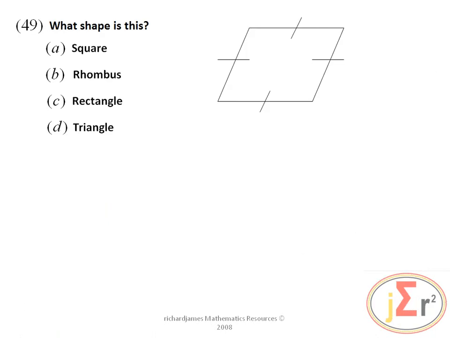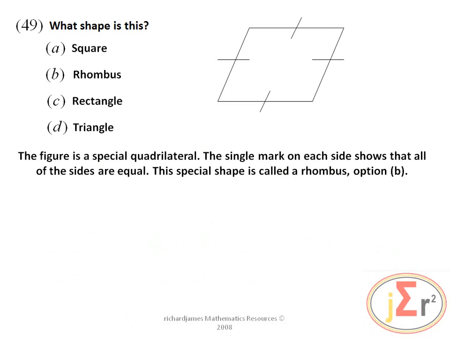What shape is this one? The figure is a special quadrilateral. The single mark on each side shows that all of the sides are equal. This special shape is called a rhombus. Option B is correct.